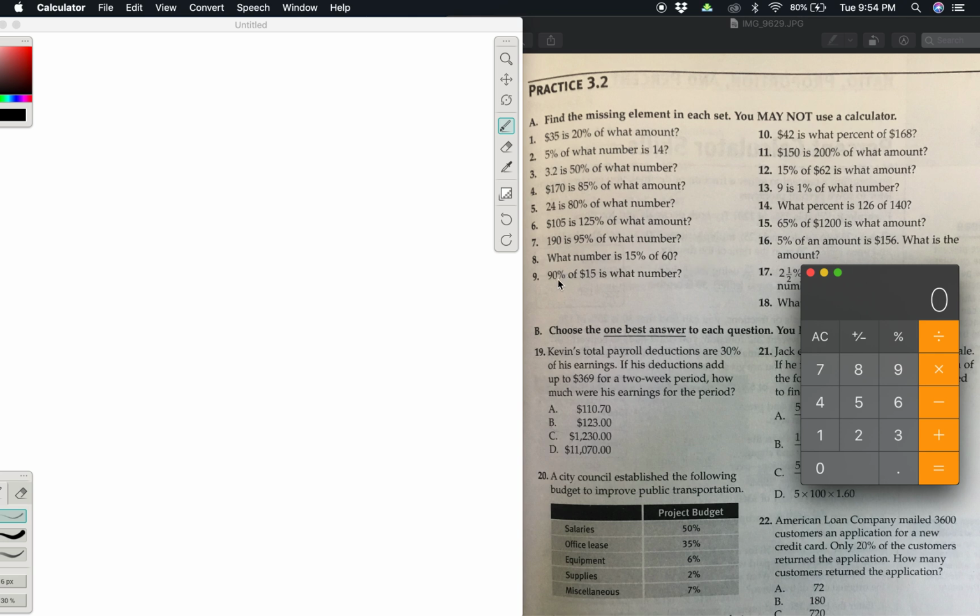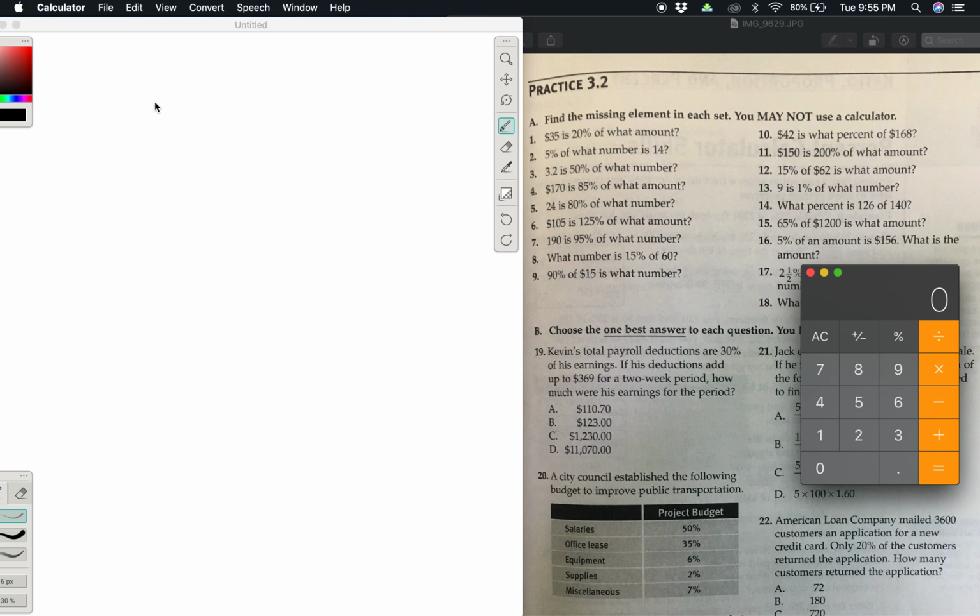Okay, so number 10 here, $42 is what percent of 168? So we know $42 is the part. Okay, so far we haven't had a part and a base together yet. I don't believe we have, at least. All these, when you see percent, it's because there's a rate, and in all these there was a rate plus base or a rate plus part.